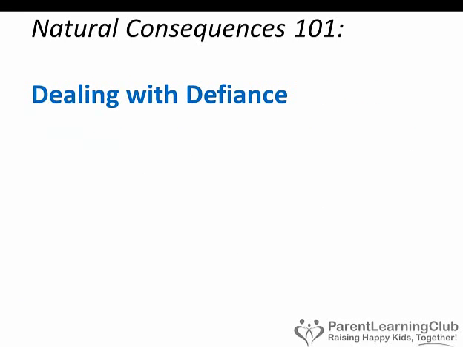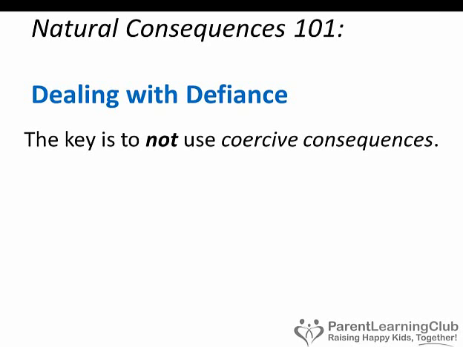So in dealing with defiance, the key is not to use coercive consequences. So again, coercive consequences are the consequences that we designate through our own morals, our own principles, whatever. So, by saying, if you don't do homework, then you're not going to get your video game time. That's the consequence. Okay? So that's a coercive consequence. We're trying to coerce them into complying with doing their homework by having some type of bribe afterwards. So again, these are created solely by us. There is nothing natural about them at all.